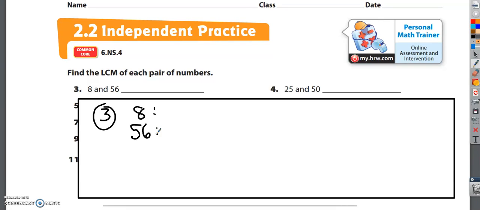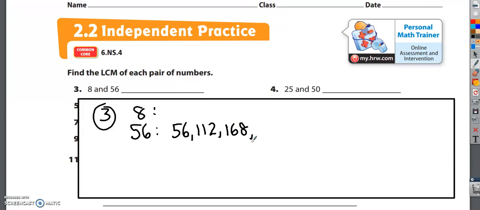The first multiple of 56 is 56 times 1, that's 56. The second multiple would be 56 times 2, that's going to be 112. The third multiple of 56 would be 56 times 3, that's going to be 168. And it's just going to get more complicated and more difficult to do mentally. So I'm going to stop right there.